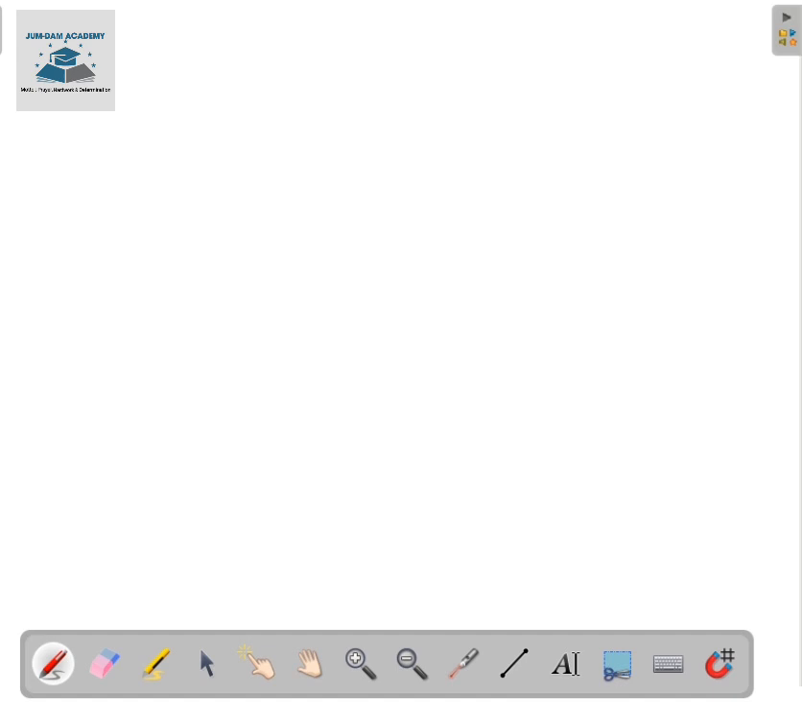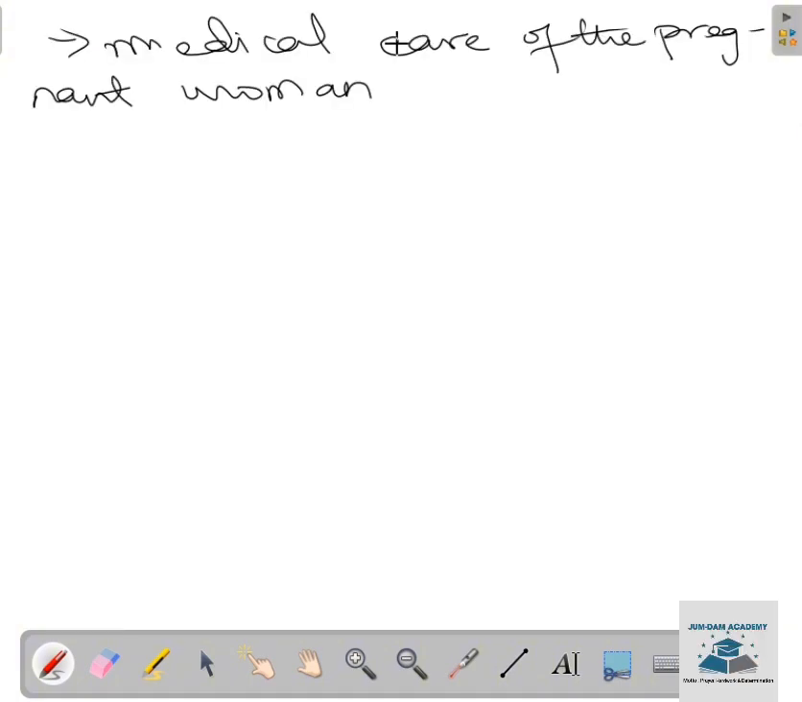Another important thing that is involved in antenatal care is medical care of the pregnant woman. The doctors make sure you are in good medical condition to give birth to the baby. They will check if there are no complications, if there won't be any problem while delivering your baby. That is another important aspect of antenatal care.